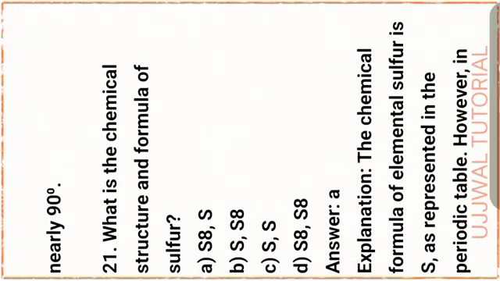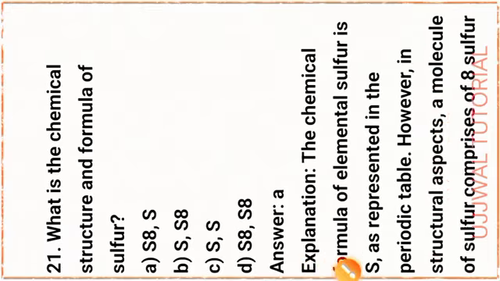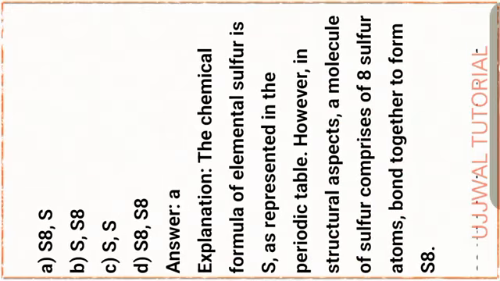Okay. Next question number 21. What is the chemical structure and formula of sulfur? Option A, that is S8 and S. To explain this part, the chemical formula of sulfur, S, is as represented in the periodic table. Whereas in structural aspect, a molecule of sulfur comprises 8 sulfur atoms bonded together to form S8.